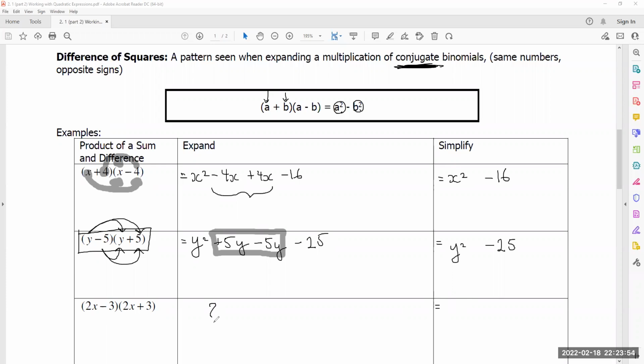Instead of actually expanding the last example, I am going to continue on and just multiply here. 2x, 2x, that's 4x squared. And negative 3, positive 3 is negative 9. I'm done. So sometimes being able to recognize patterns will save you a lot of time.